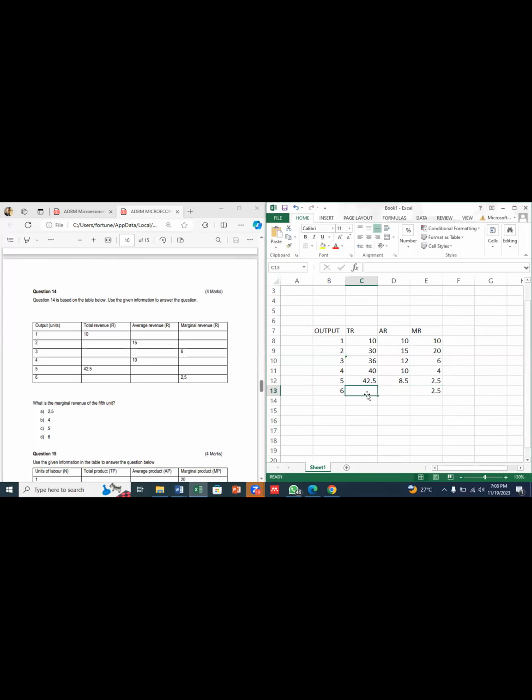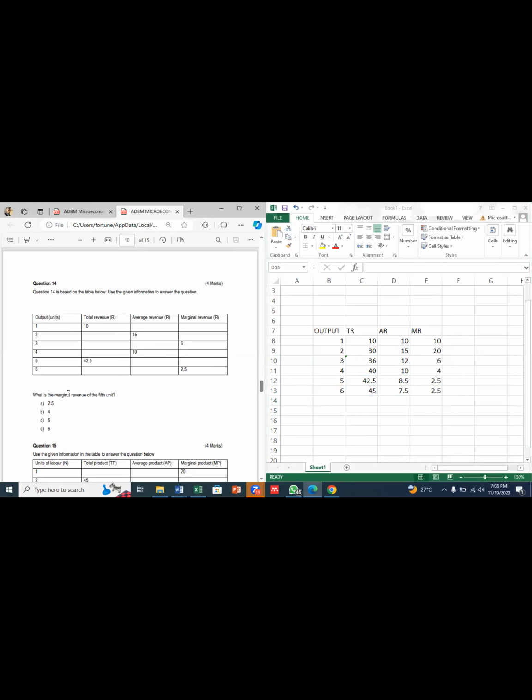Then we get onto the total revenue, given a marginal revenue of 2.5. It means that we are going to add to the previous total revenue to get the current total revenue, which is 45. Then the average is the division of that by 6. Then we get 7.5. So this is the complete table in its entirety.